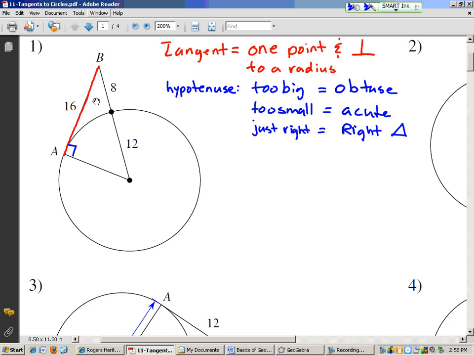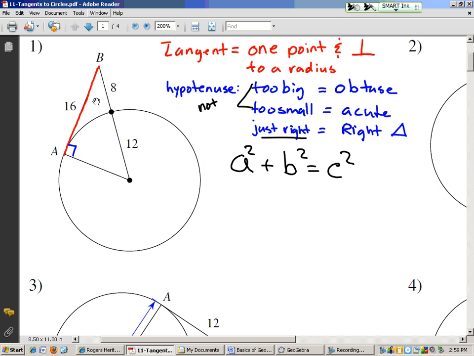But how did we know if the hypotenuse was too big? We had to use a certain theorem that we all know very well. What is that theorem? Ooh, Pythagoras. All right. So we need to check this. If this works and they are equal, then it will be just right. If it's anything else, I really don't care in this problem whether it's obtuse or acute. If it's not equal, it is not a right triangle.